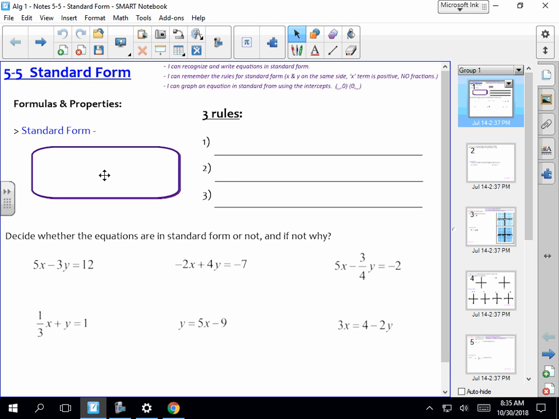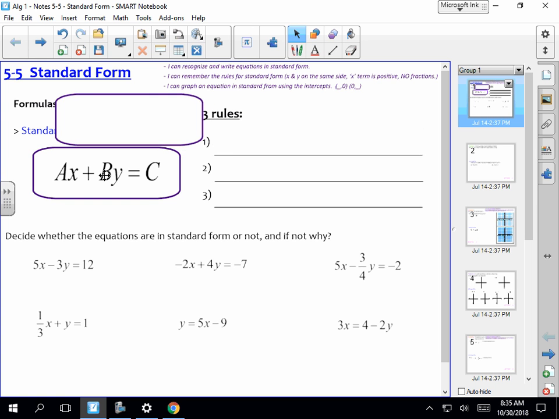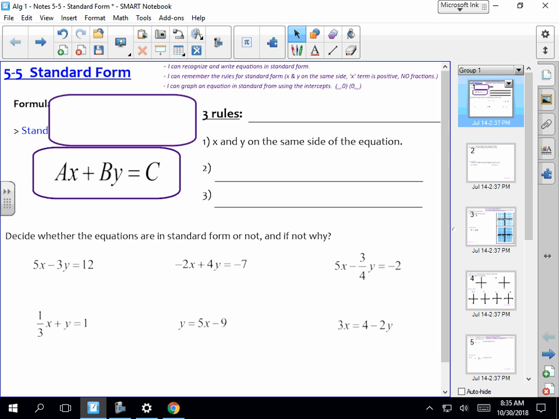So we've seen slope intercept, point slope, and now standard form. And I'm going to show you how to graph from standard form. If it's in standard form, there's a pretty easy way to quickly graph the line using the x and y intercepts you may have seen before. So ax plus by equals c. Here are the 3 rules for standard form.